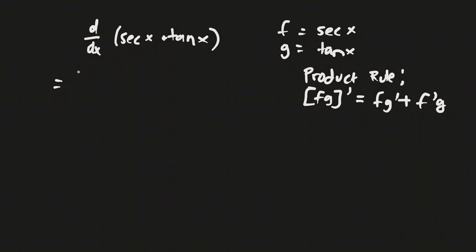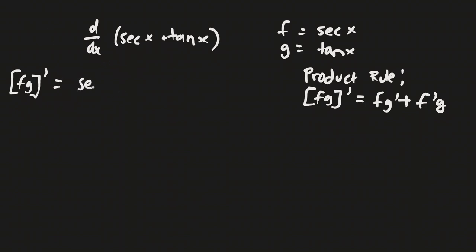So f is just secant x, so again, I'm going to call this fg prime, and f is secant x, g is tangent x, and we're trying to find the derivative. This is equivalent if I know this right here, just to save me some space later on as I solve the question.